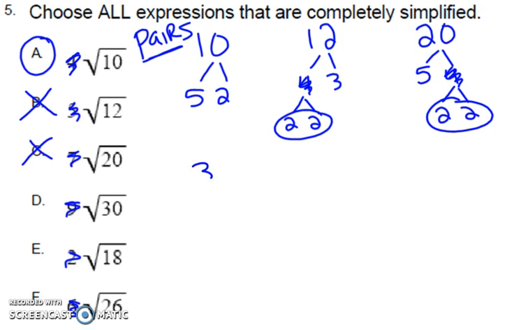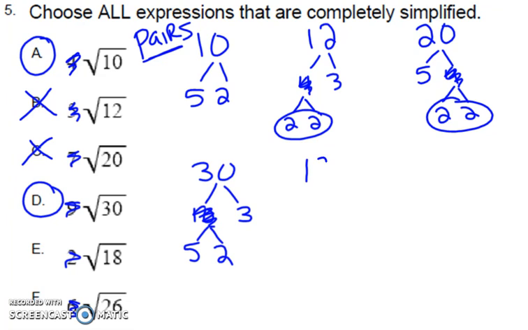If I look at the square root of 30, well, 30 I can break down to 10 and 3. 10 breaks to 5 and 2. I'm going to cross out my 10 because I simplified it. However, it does break down to these numbers. I don't have any pairs. So D is also a correct answer.